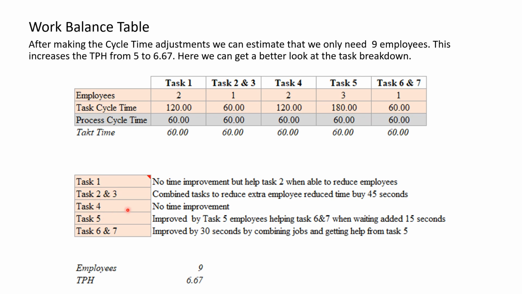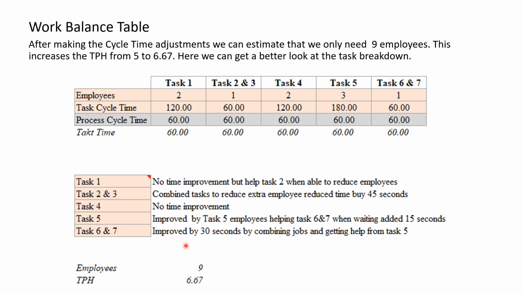No time improvement to task 4, just a quality check. Task 5 is improved by the task 5 employees helping the task 6 and 7 employees. So that's the toasting employees. So instead of waiting around for the toasters, they're helping wrap and deliver when appropriate.